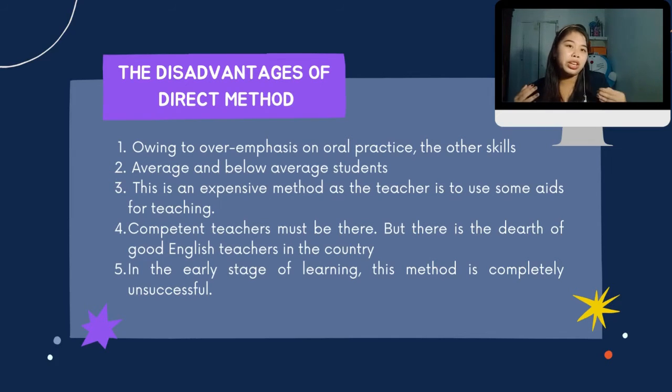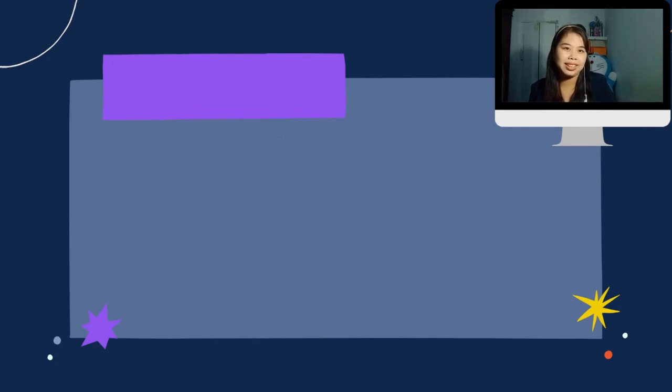Number 4, for this method, competent teachers must be there, but there is a dearth of good English teachers in the country. Incompetent teachers can't use this method successfully. Number 5, in the early stage of learning, this method is completely unsuccessful. And the last one, the background at home must also be foreign language friendly for this method. The student whose parents can speak English well get more benefit from this method.